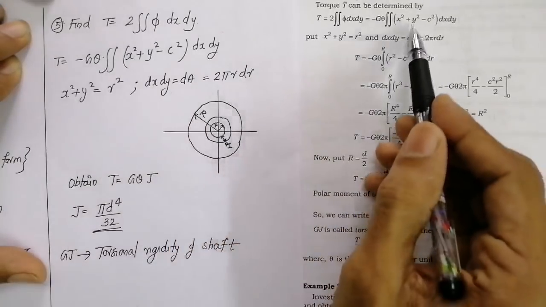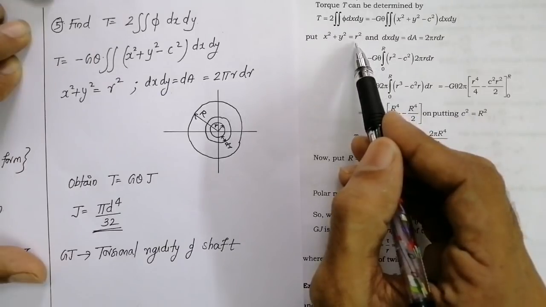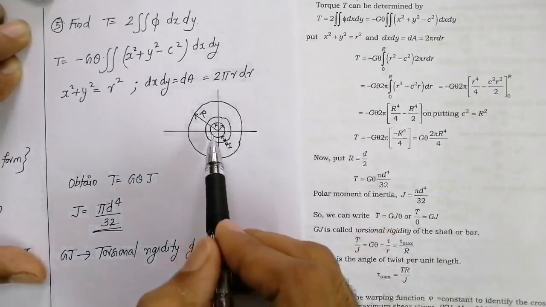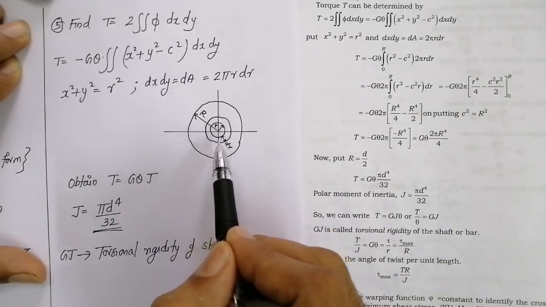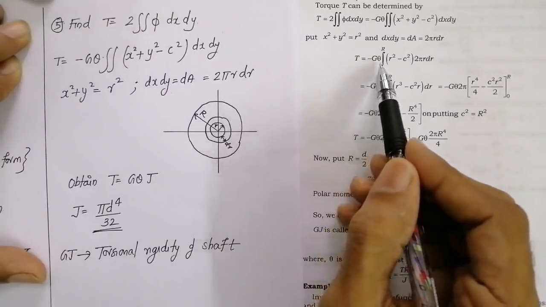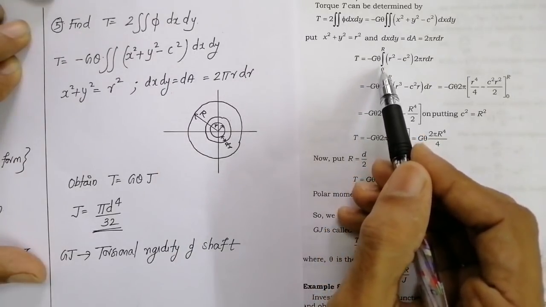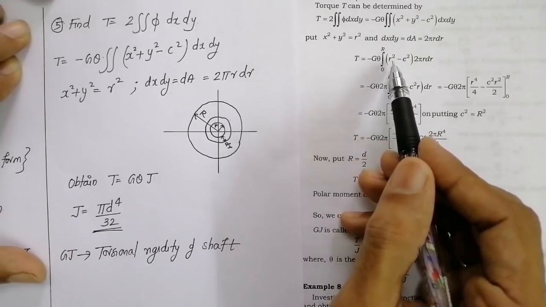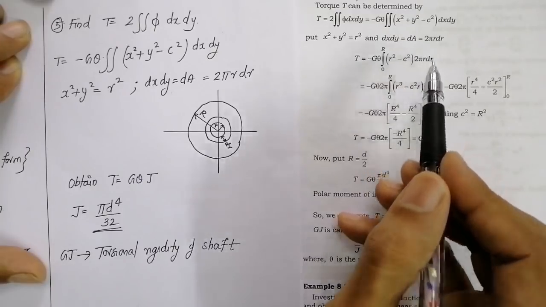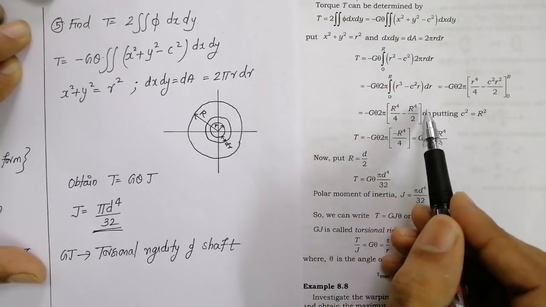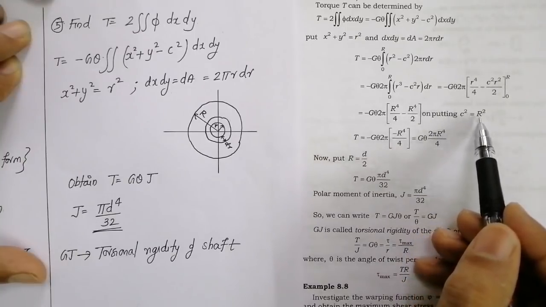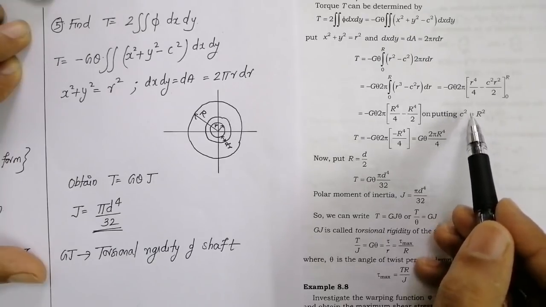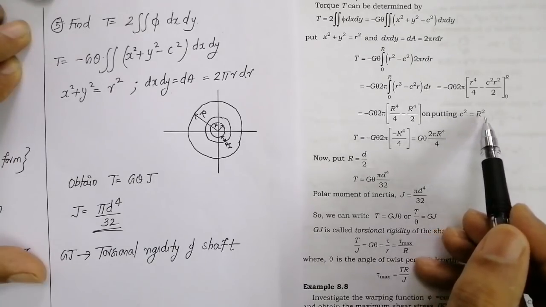Now if I substitute x square plus y square equal to small letter r square and dx dy equal to dA, which is equal to 2 pi r dr. 2 pi r dr is the area of the differential element. Now T is equal to minus g theta. Where do I integrate? I integrate from 0 to the outer surface of the shaft, that is capital letter R, into r square minus c square 2 pi r dr. Now after basic integration, and by putting c square equal to R square. Why do I put c square equal to R square? Because at the outer surface of the shaft, c becomes capital R.